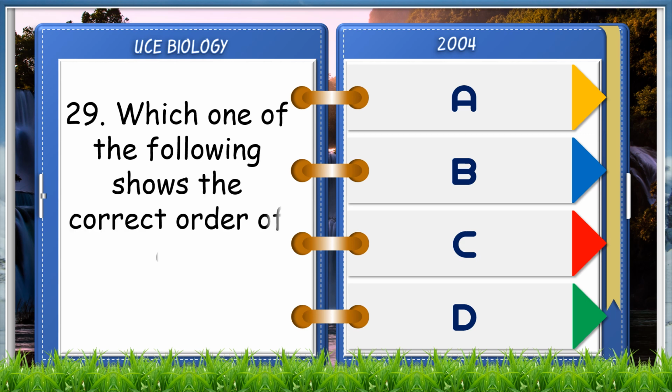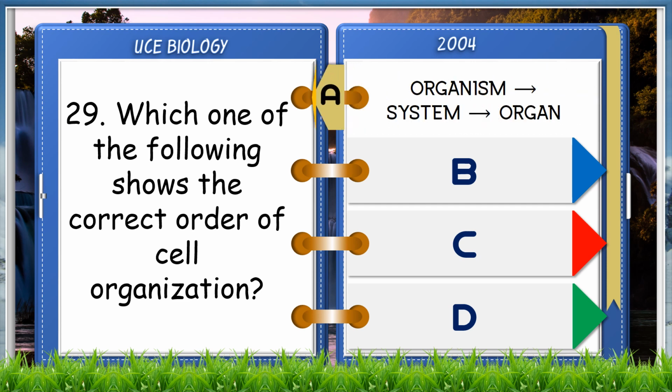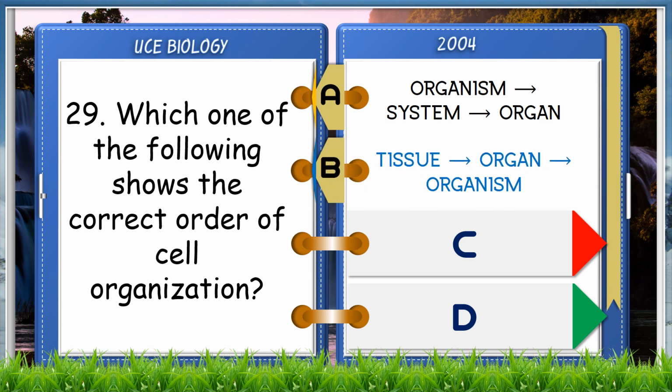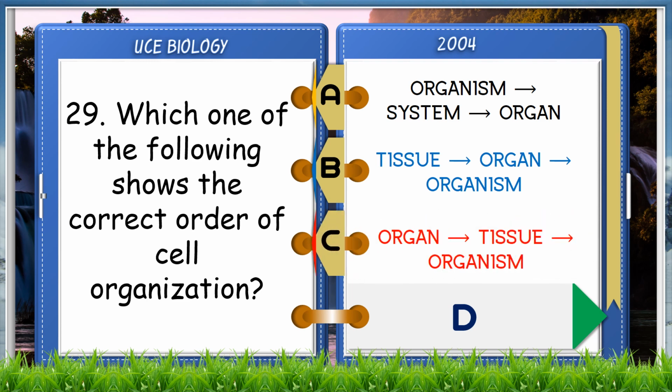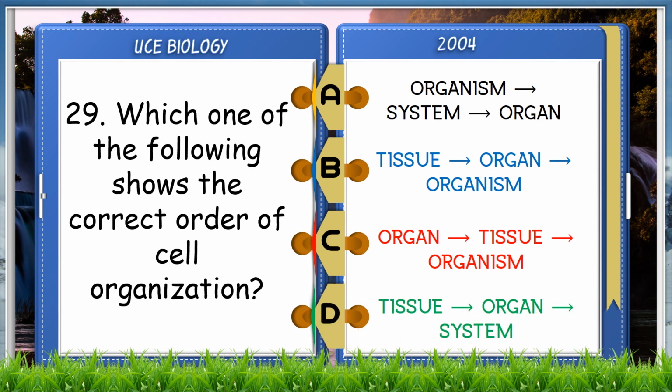Which one of the following shows the correct order of cell organization? A. Organism, system, organ. B. Tissue, organ, organism. C. Organ, tissue, organism. D. Tissue, organ, system. The answer is D. Tissue, organ, system.